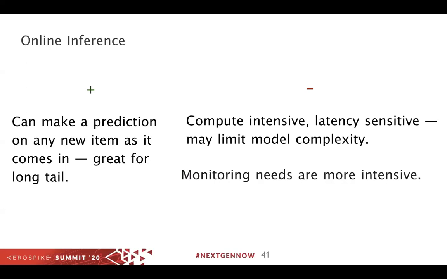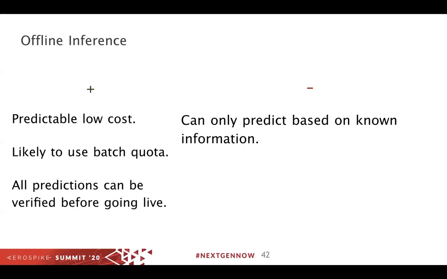Of course, the cons are the computation, the latency, and the monitoring needs. An offline inference has a predictable low cost. It's very likely to use batch quota, and you can even verify all the predictions before going live because that's basically one big lookup table. The biggest con is that it can only predict based on the information that we already know.